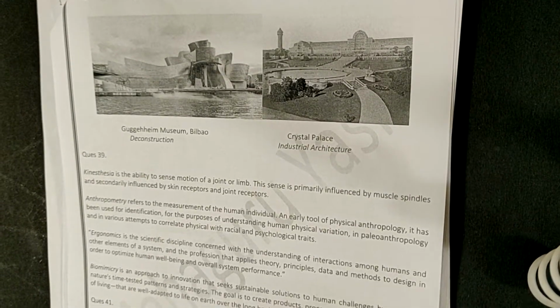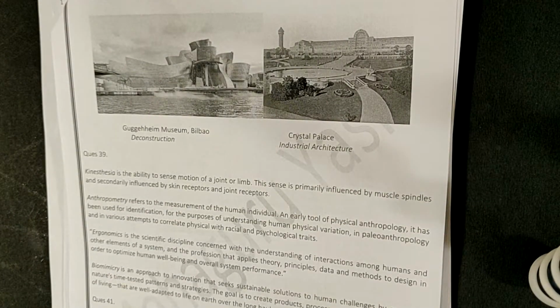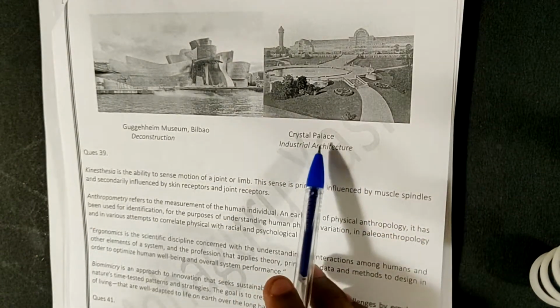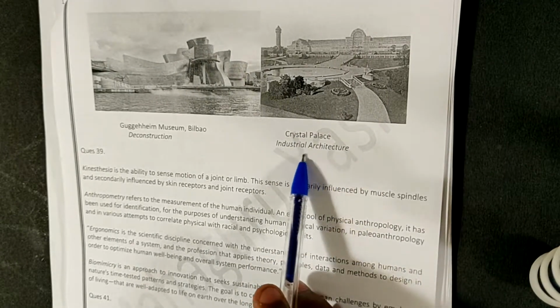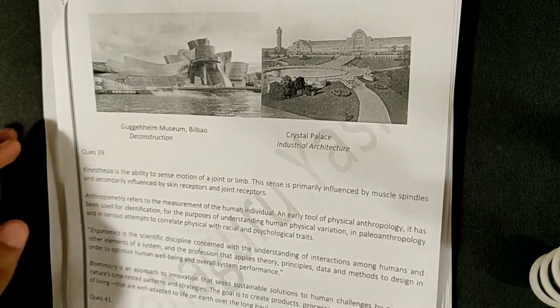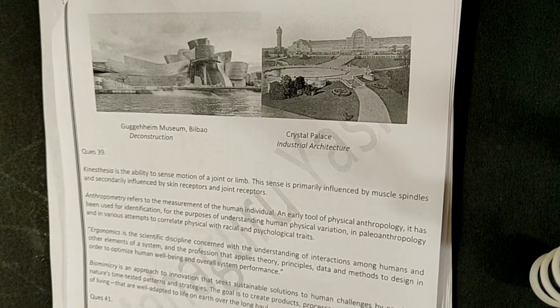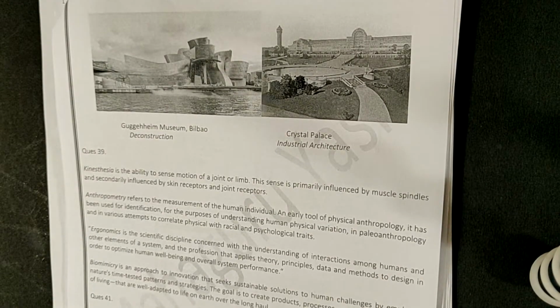deconstructivist styles. Other similar buildings of Frank Gehry are the Dancing House in Prague or the Walt Disney Concert Hall, very similar to Guggenheim Museum. And the last is Crystal Palace by Joseph Paxton during the industrial era. That is why it is also known as the industrial architecture. It was a time when industrialization was at its peak, and the architects started using new materials like steel and glass.